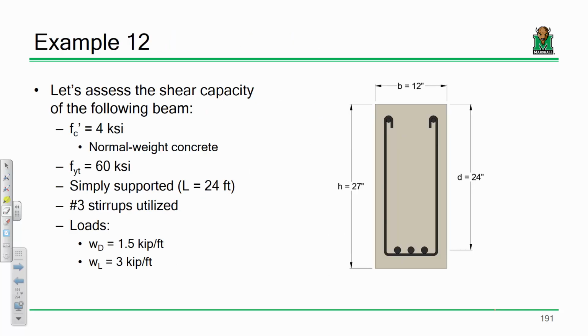Okay. Now, what I want to do is assess the shear capacity of the following beam. I wasn't able to fit everything on one slide, so let's take stock of what we have going on here. I have a beam that's 4 ksi normal weight concrete. The fyt is 60 ksi. Just to be clear, that is the yield strength of the stirrups, not the bars. I didn't give you any information at all about those bars on the bottom, because quite frankly, I don't really care right now. I don't care about those bars, I care about the stirrups.